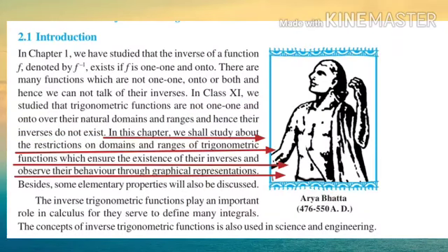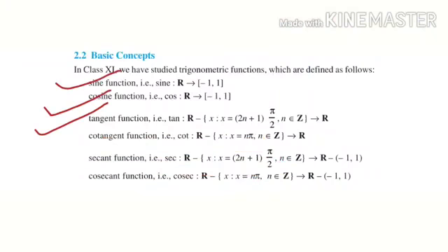In this chapter, we shall study the restriction of domains and ranges of trigonometric functions, which ensure the existence of their inverse, and observe their behavior through graphical representation. In class 11th, we have studied trigonometric functions sine, cos, tan, cotangent, secant, cosecant, etc. And we have discussed their domains and ranges also.